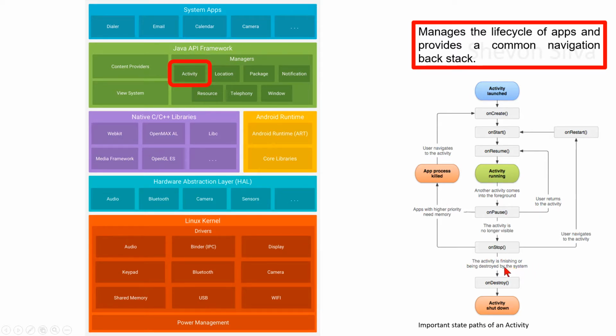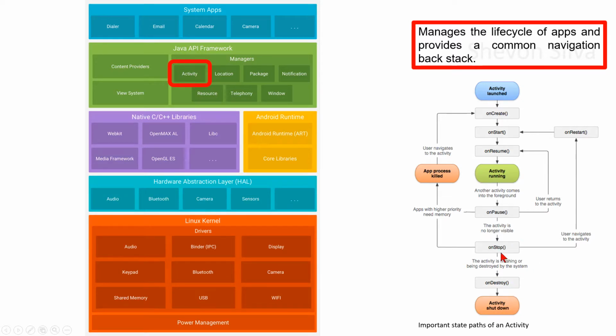The activity is finished or being destroyed by the system, then we move to onDestroy method. The final call you receive before your activity is destroyed. This can happen either because the activity is finishing, someone called finish on it, or because the system is temporarily destroying this instance of the activity to save space. You can distinguish between these two scenarios with isFinishing method. And then it moves to activity shutdown state.